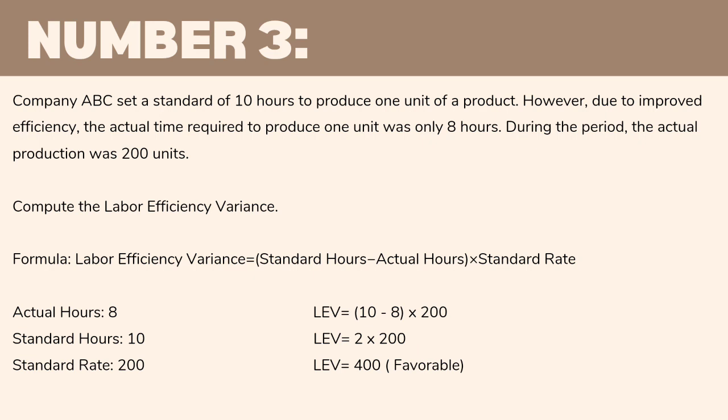The formula for labor efficiency variance is standard hours minus actual hours times the standard rate. For the given, we have actual hours equals 8, standard hours equals 10, and standard rate equals 200. So, we're going to subtract 10 minus 8 equals 2, times 200, which is the standard rate, and it will give us 400, which is favorable.